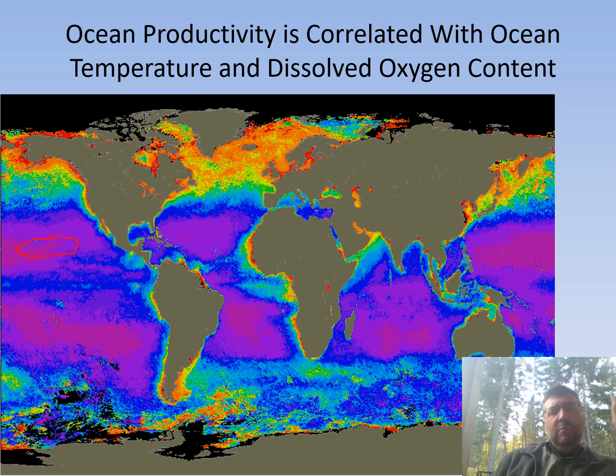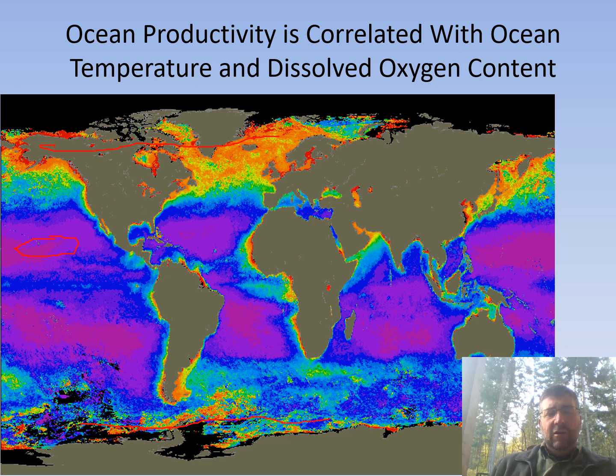Why are there a lot more fish and other living organisms in the far northern oceans, like the North Atlantic and North Pacific, as well as along Antarctica, than there is out here in the tropical regions of our oceans?